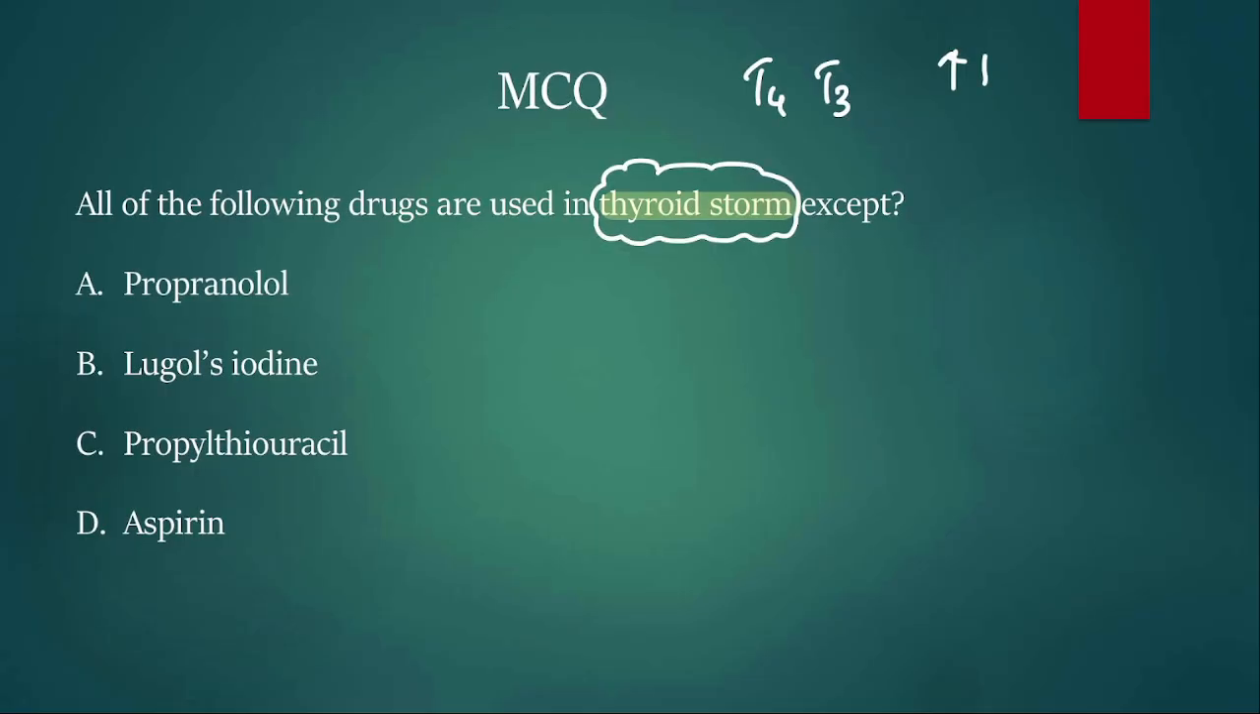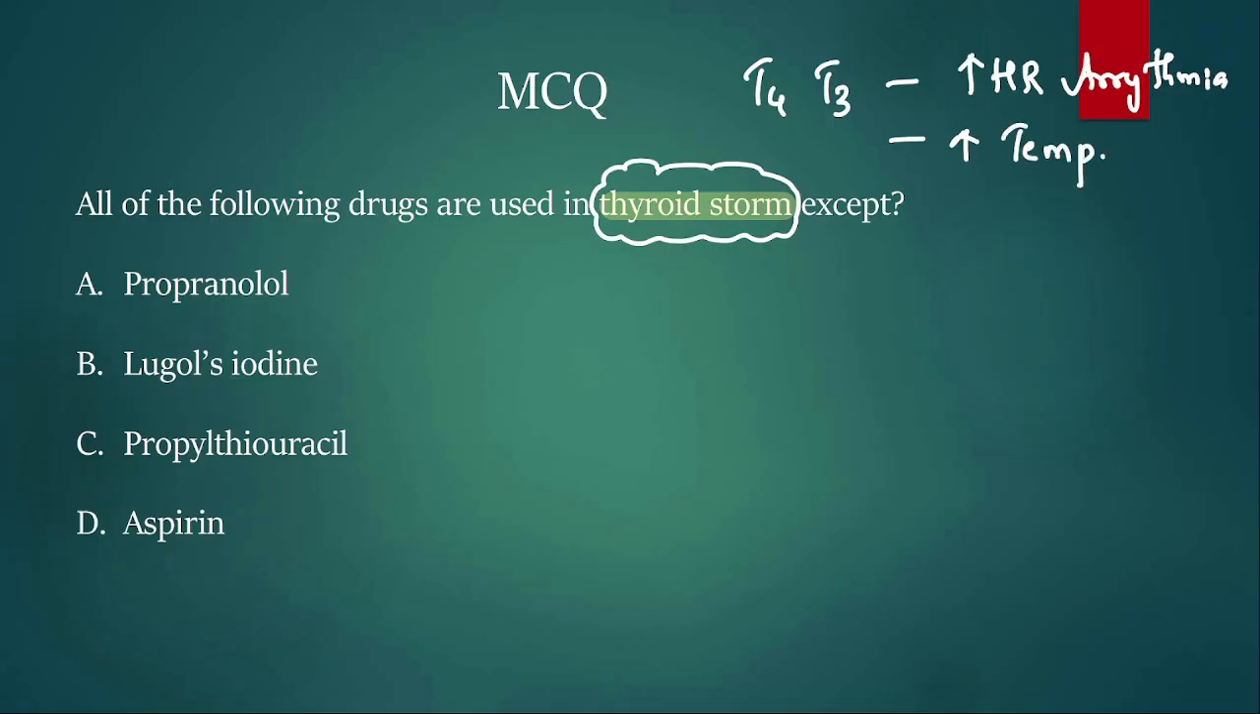Okay, let us resume again. So what happens in thyroid storm? There is a release of T4, T3 into circulation. This will increase the heart rate, and that can lead to arrhythmia episodes. And second, it can increase the body temperature. That is hyperthermia.